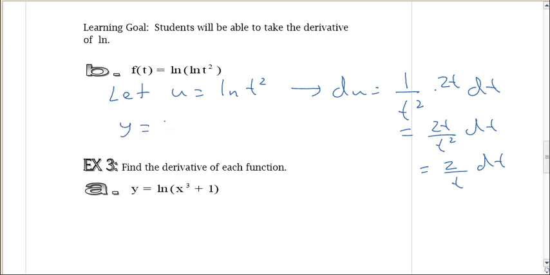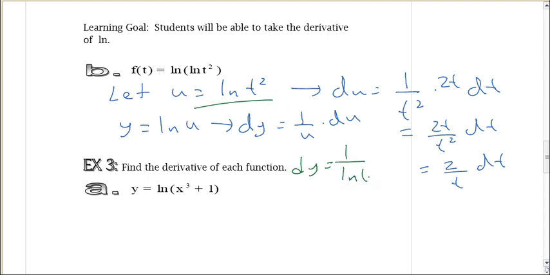y equals ln of u. Take the derivative. dy is equal to, in this case, 1 over u times du. Okay, we're in good shape. Plug all the junk back in. Let me grab a different color here. So this would be dy is equal to, we said u was ln of t squared, so this is 1 over ln of t squared, times, we said du is this, which is simplified down to this, so times 2 over t dt. Divide dt from both sides, and there you go. It's not pretty, but that's the answer.